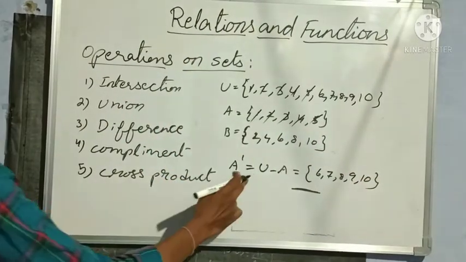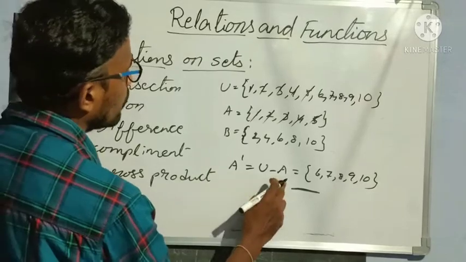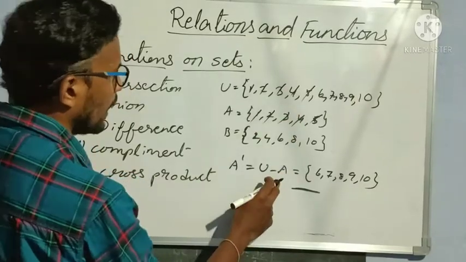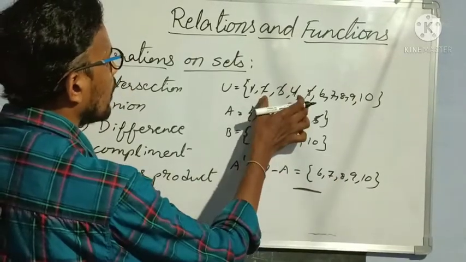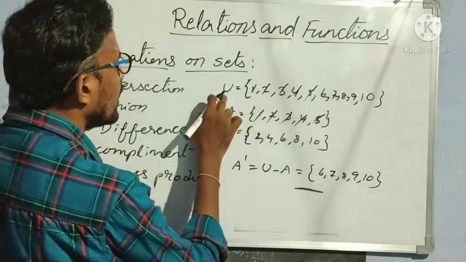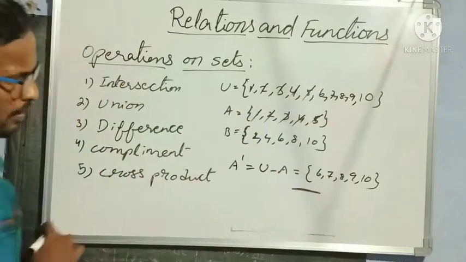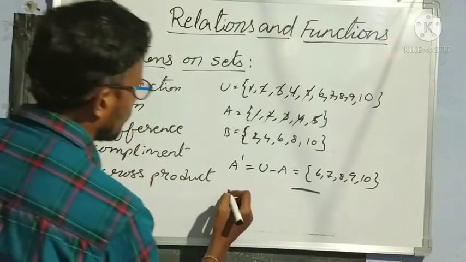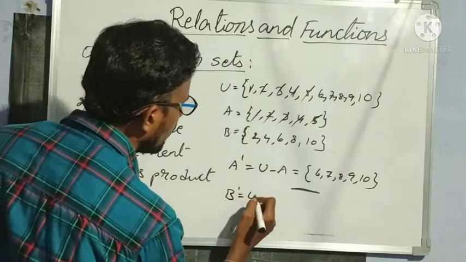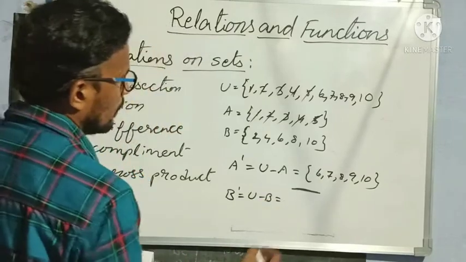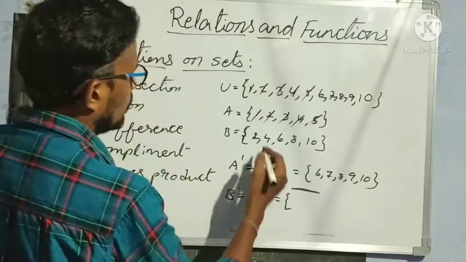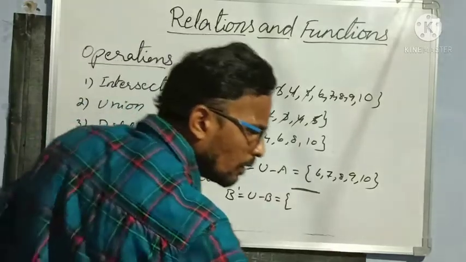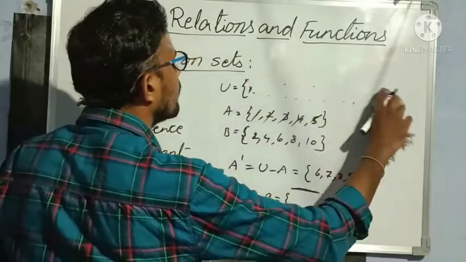A dash or A complement is nothing but the universal set minus our set, that is A. So U minus A. Here the common elements we have to strike off and the remaining elements of U we have to write. That is A complement. Understood? In the same way we can write B complement also. Suppose I want B complement. B complement means mu minus B. So U minus B. Now we have to subtract B from U.